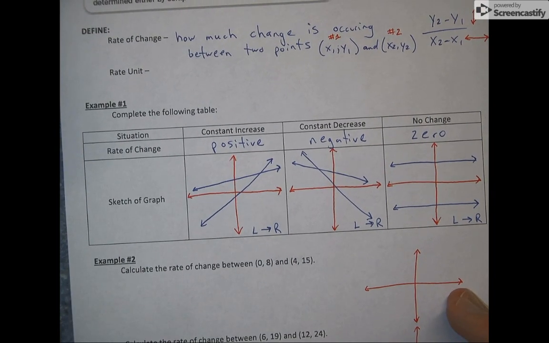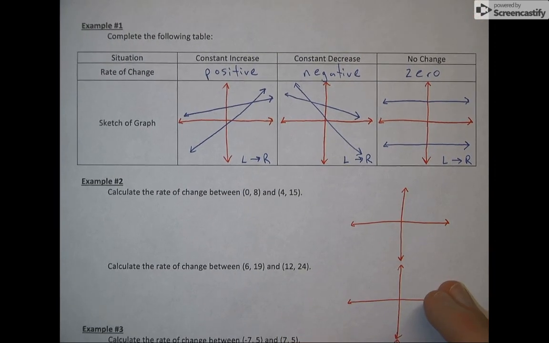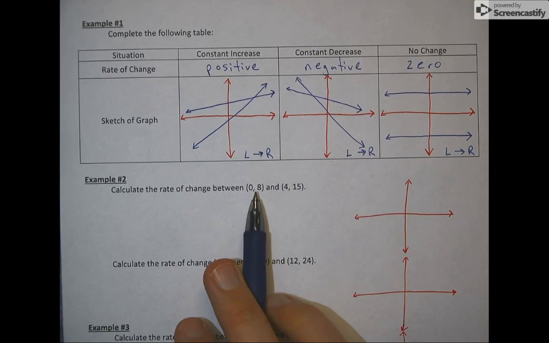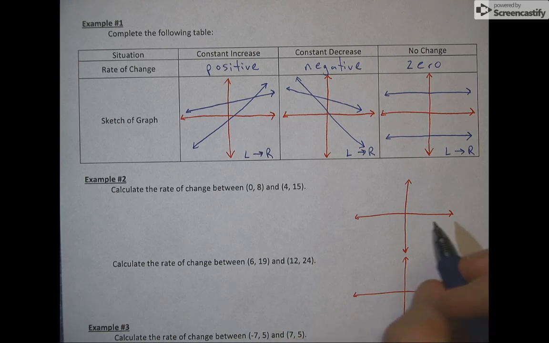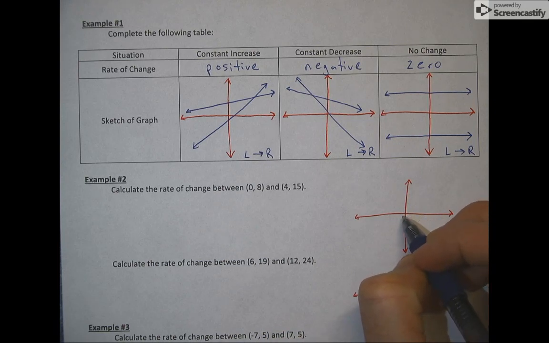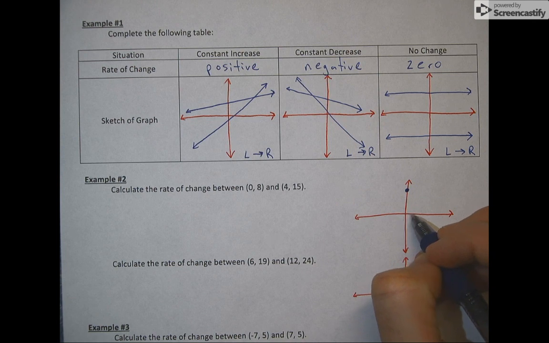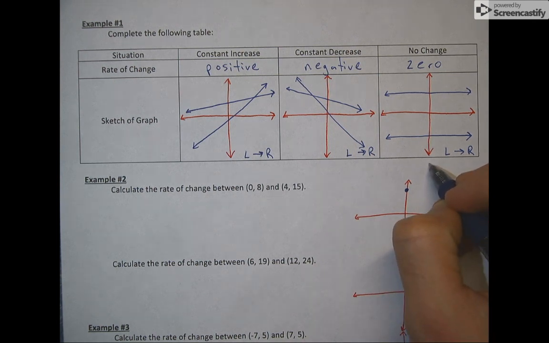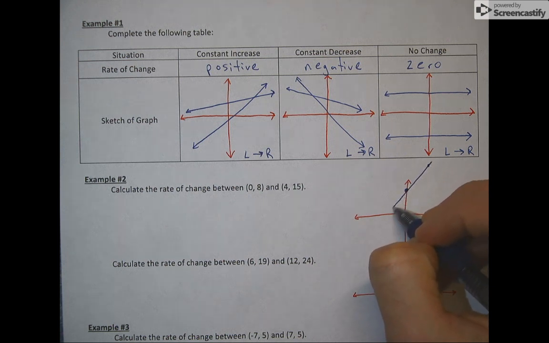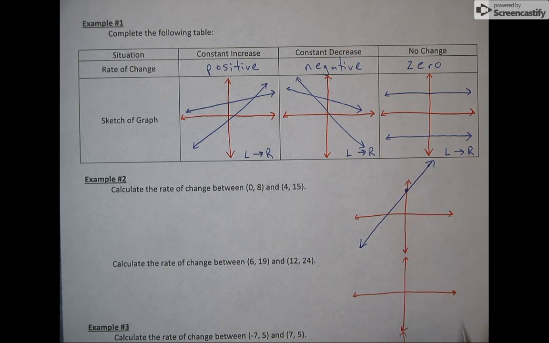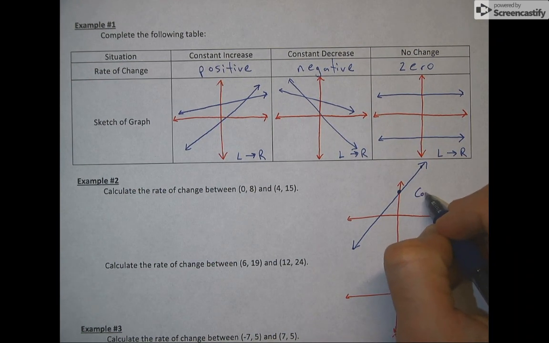All right, as we slide down here, example number 2, let's calculate the rate of change between these 2 points. So first of all, let's imagine these points on the graph. 0, 8, and 4, 15. So here's 0, 8, let's say. 0, x value, 8, y. And 4, 15, you'd go over 4 and then up 15. You'd be way up here somewhere, because if this is 8, then this is 15. So if I connected these with a line and kept it going, it's going to kind of look like this. So this is a constant increase.